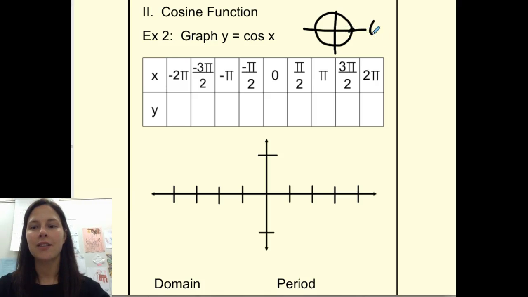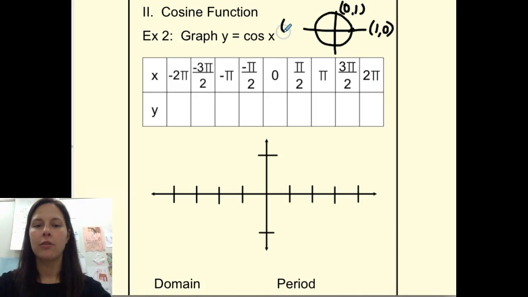Cosine is the x-coordinate. Over here we have 1, 0, up at 0, 1, over to negative 1, 0, and down to 0, negative 1. So filling in this chart, a negative 2 pi rotation would give a cosine value, the x value, of 1. Negative 3 pi over 2, we're up at 0. Negative pi, we're over at negative 1.